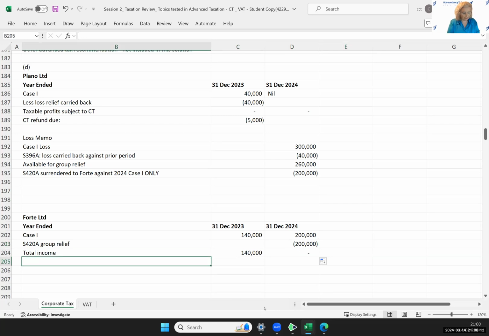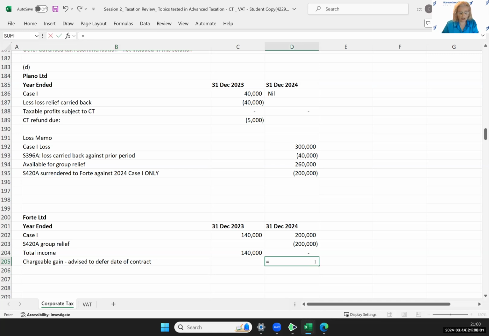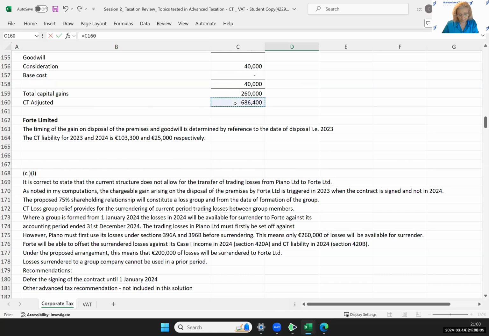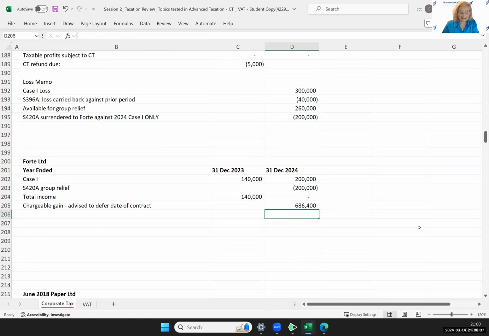Don't forget there was the chargeable gain. And remember, we gave advice to defer the date of contract. So that meant that the gain goes into 2024. So that's 686,400.